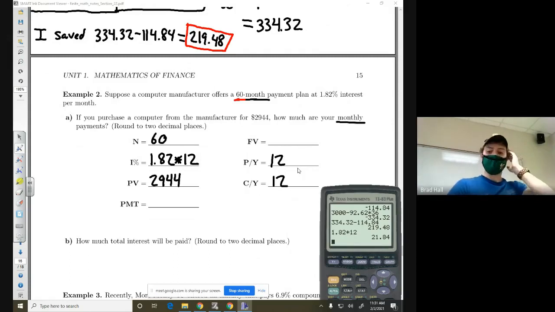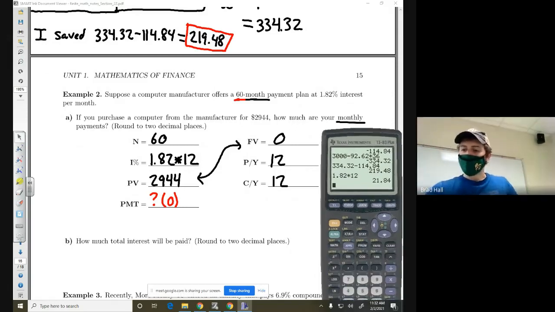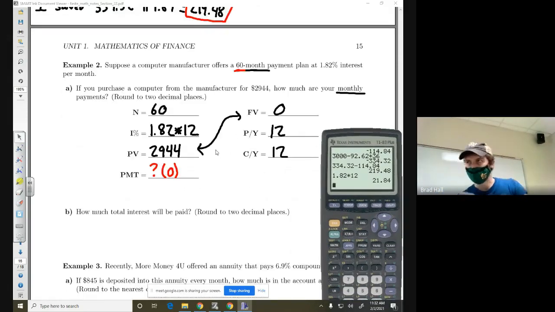If PV is a number, then FV has to be 0, because those two are directly related. If one is a number, the other one is 0. And guess what we're looking for? We're missing one, PMT, which again, I use the parenthesis 0 as a notation to indicate we're going to put a placeholder there. And by figuring out all of these values, we can go ahead and plug directly into the TVM solver.